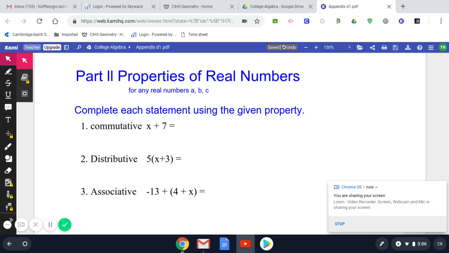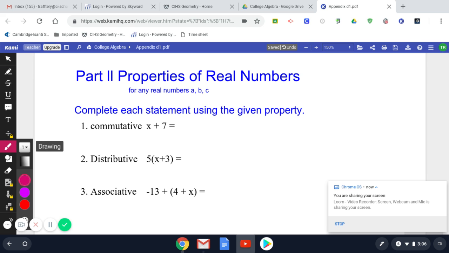So the properties of the real numbers, we want to complete each statement using the given property. So first, the commutative property. If you have x plus 7, then you can think of that as 7 plus x. You can just switch it. Distributive property, if we distribute the 5 to each thing, then you have 5x plus 15. Associative property is just where we're going to change the grouping. So we're going to have negative 13 plus 4 plus x, but we're going to add the negative 13 plus 4 first. That's all the associative is.